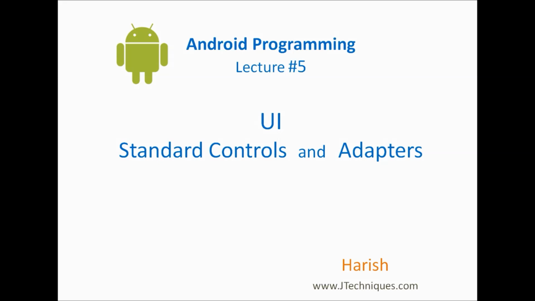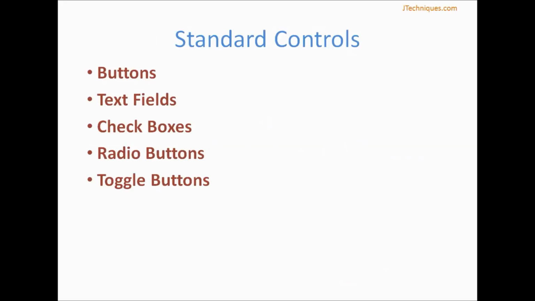In this video, we will have a look at basic UI controls in Android and we will look at something called adapters. Some of the basic controls we may use in an Android app are buttons, various text fields, checkboxes, radio buttons, and toggle buttons.